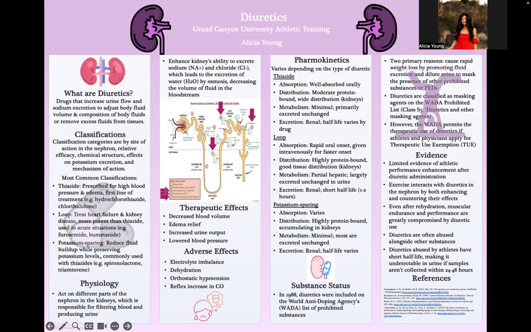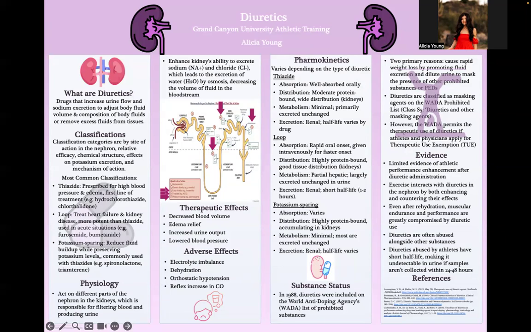Diuretics are classified in many, many different ways, in different categories and subcategories. These categories are classified by site of action in the nephron, relative efficacy, chemical structure, effects on potassium excretion, and mechanism of action. There are many different types of classification. Most common ones include thiazide, loop, and potassium sparing.